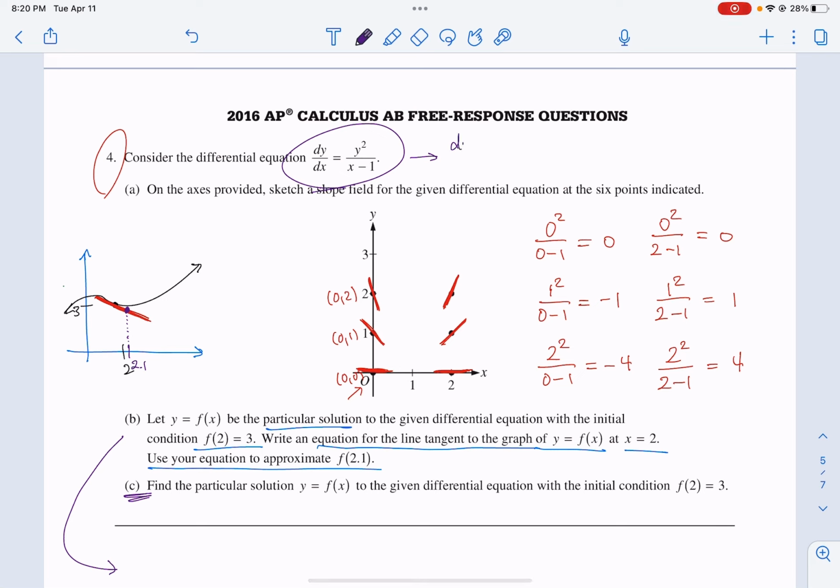So what we might say is dy/dx at the point (2, 3). That's how you would actually write this in mathematical notation. We would say that this is equal to 3 squared over 2 minus 1, and it looks like that gives us an answer of 9. So 9 is the slope of this tangent line we're trying to find.